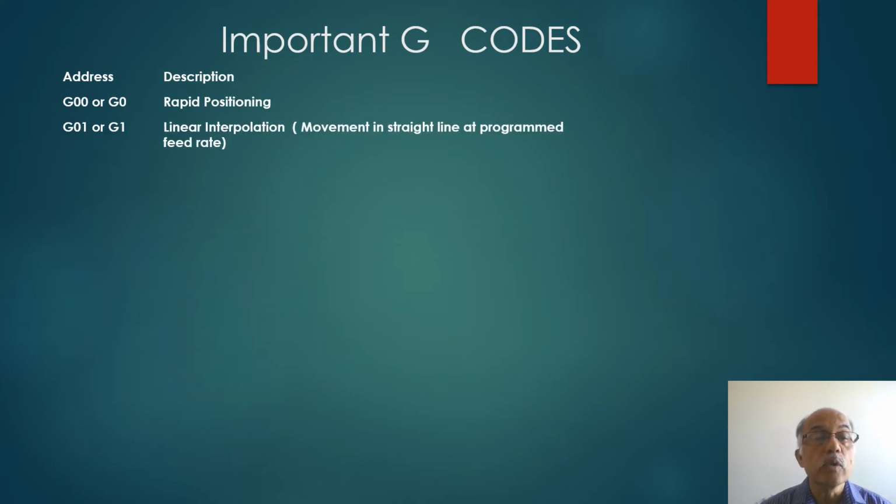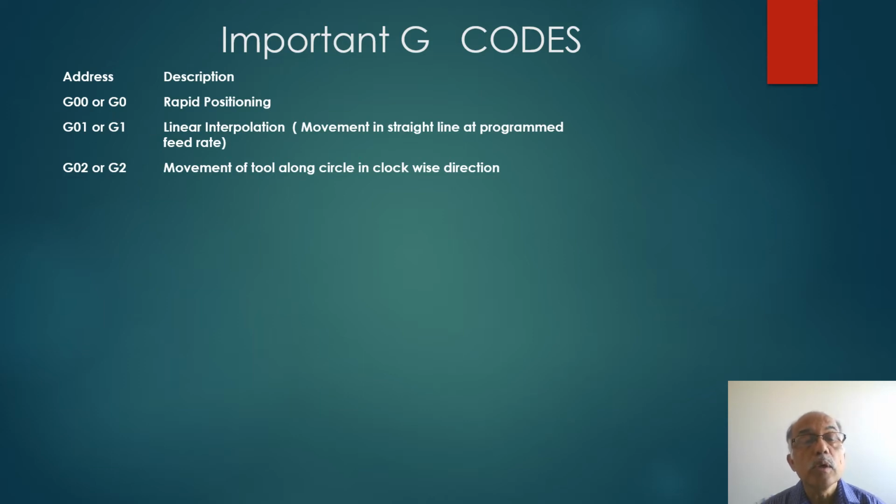Next is G01 or G1. Actual machining takes place with the G1 or G01 command. This is linear interpolation, that is movement in a straight line at program feed rate. So after G1 or G01, we should give the feed value and target point. G02 or G2, this code is used for defining movement along a circle in clockwise direction.